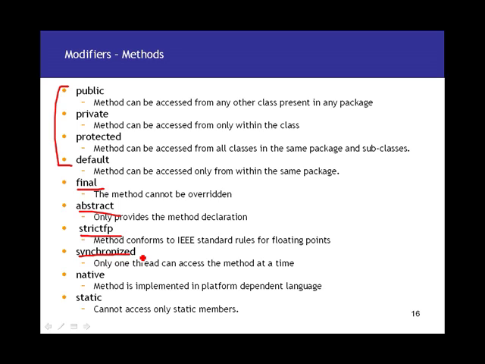Next thing, native. If you have some kind of platform dependent language implementation, say for example you have got some C implementation to be done, then you can use that C implementation in the method when you apply the native modifier on your method. Right. And the next thing is static.